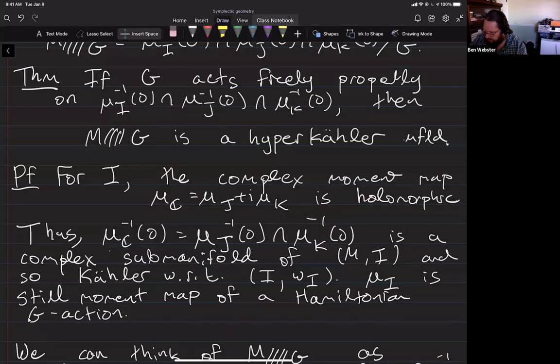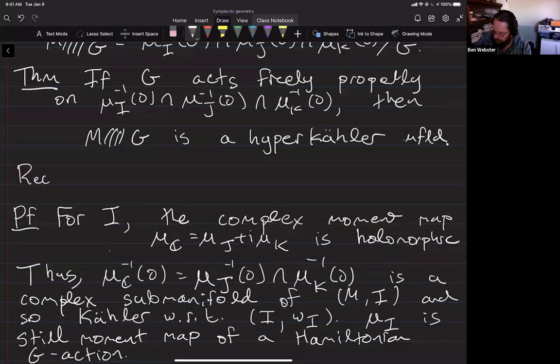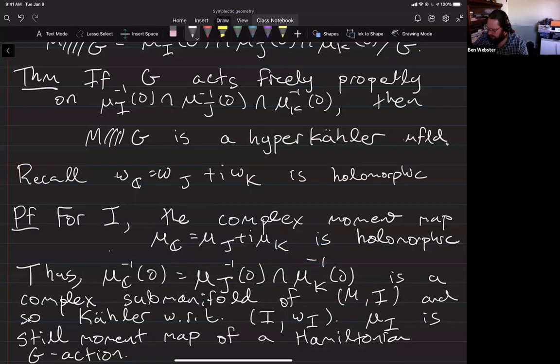So remember, recall that omega C equals omega j plus I omega k is holomorphic in both variables. So it's a complex valued 2-0 form. And so you can work out that if you just ignore the fact that this is over the complex numbers and think in a formal way, the moment map for this complex valued symplectic form will be the complex valued moment map mu j plus I mu k. And that's going to be a holomorphic map with respect to I.